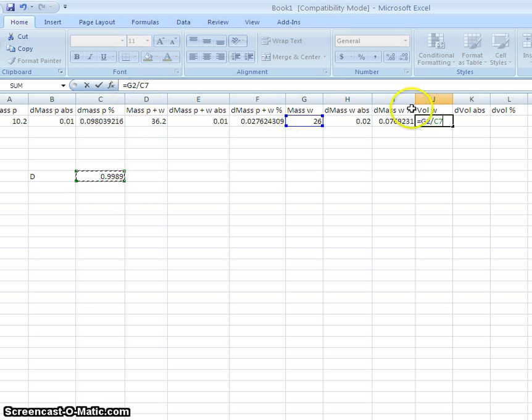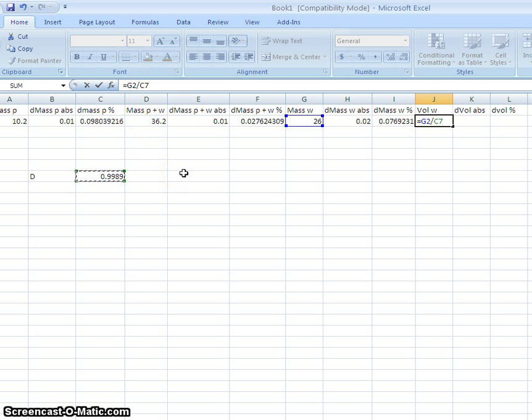So right now you see this cell is saying, take G2 divided by C7. But when I fill down, the next one below it is going to say take G3 divided by C8. Well, I don't want to divide it by C8. I want to still divide it by C7. I kind of want to lock that cell in place. So I need to put some dollar signs around the C and the 7.